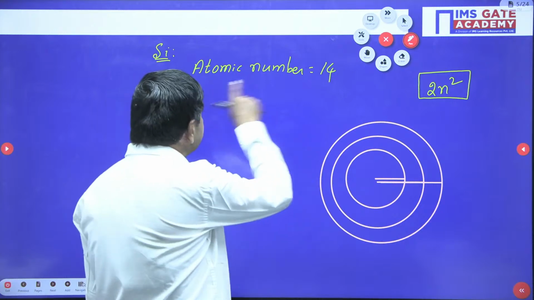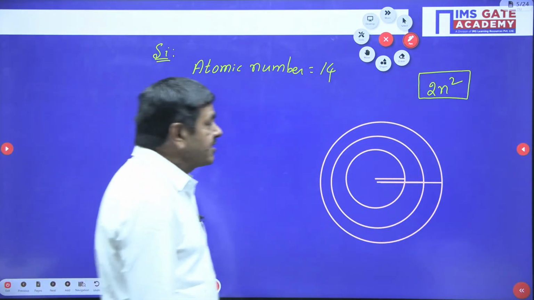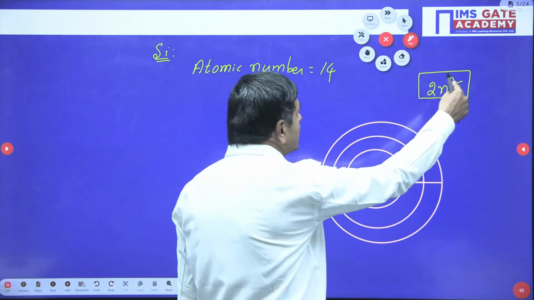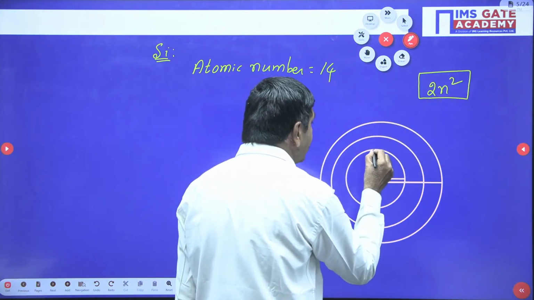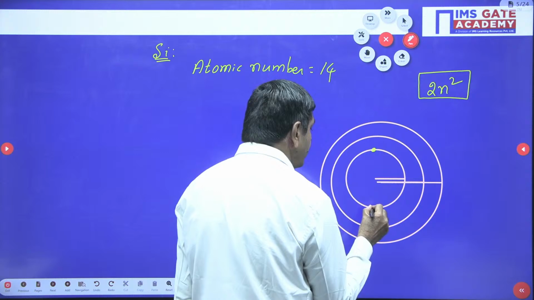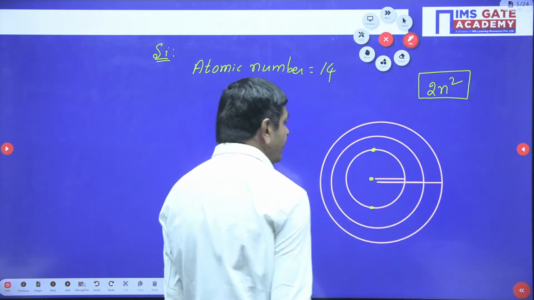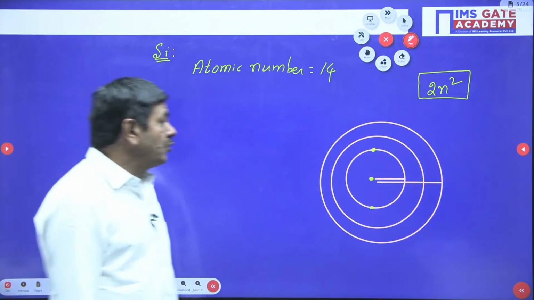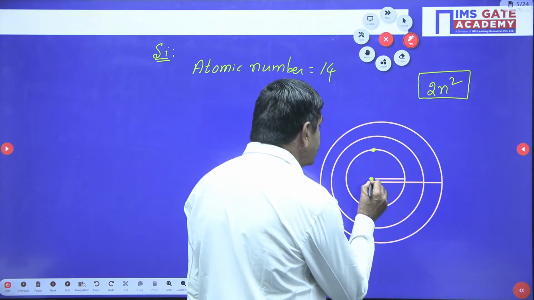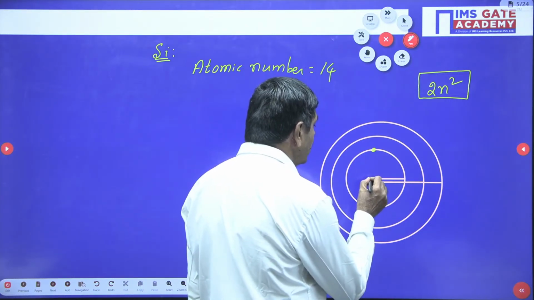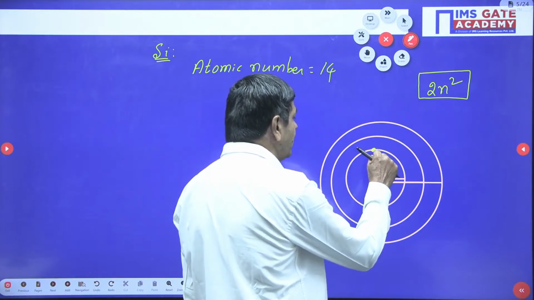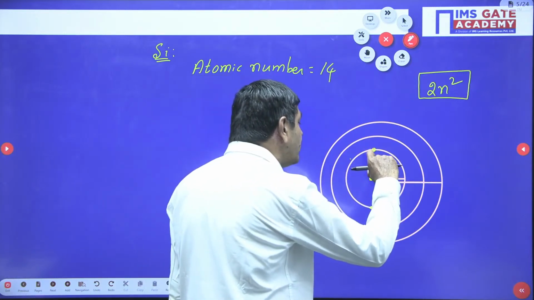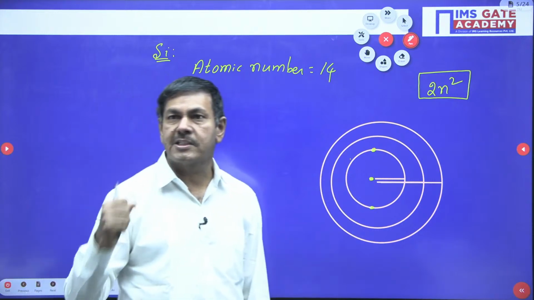For silicon, with atomic number 14, how many electrons can the first orbit accommodate? n equals 1, 1 squared is 1, 1 into 2, so 2 electrons are occupied in the first orbit. Now watch the attractive force between the nucleus and the electrons in the first orbit. It is very strong, because these electrons are very close to the nucleus.